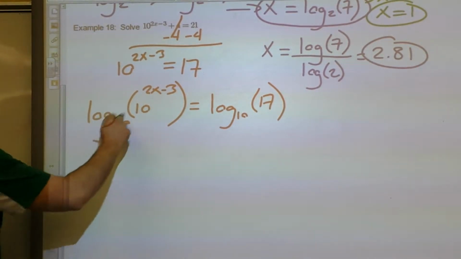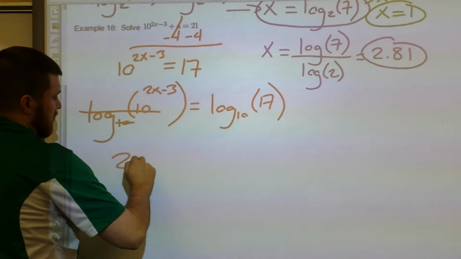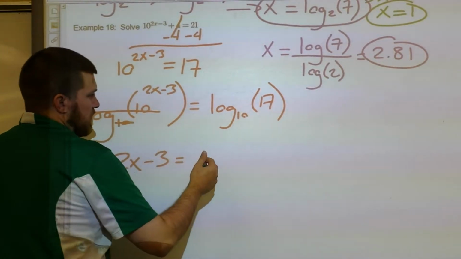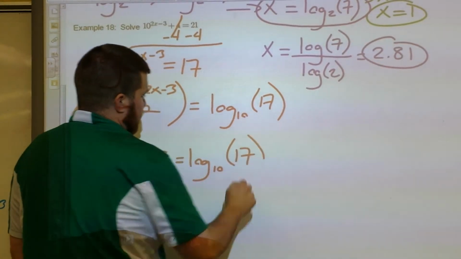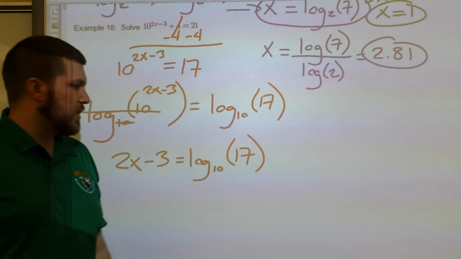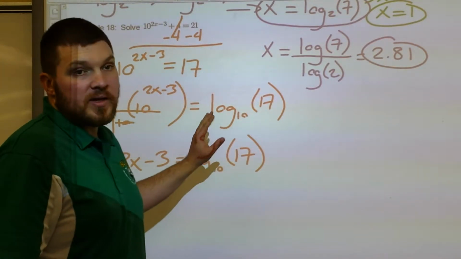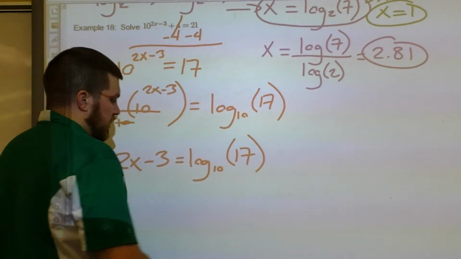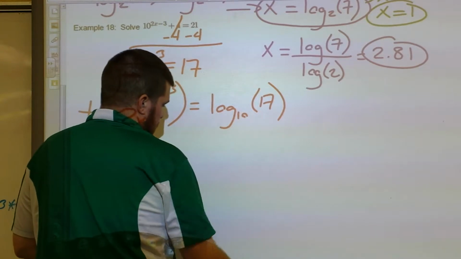Okay, well, base 10 and base 10 cancel out. So the 2x minus 3 falls down, and 2x minus 3 is equal to log base 10 of 17. Now, I'm still trying to get x by itself, but you might be intimidated by this log base 10 of 17. First off, the log base 10, that's called the common log, remember from the previous video, so I can just write this as log of 17.